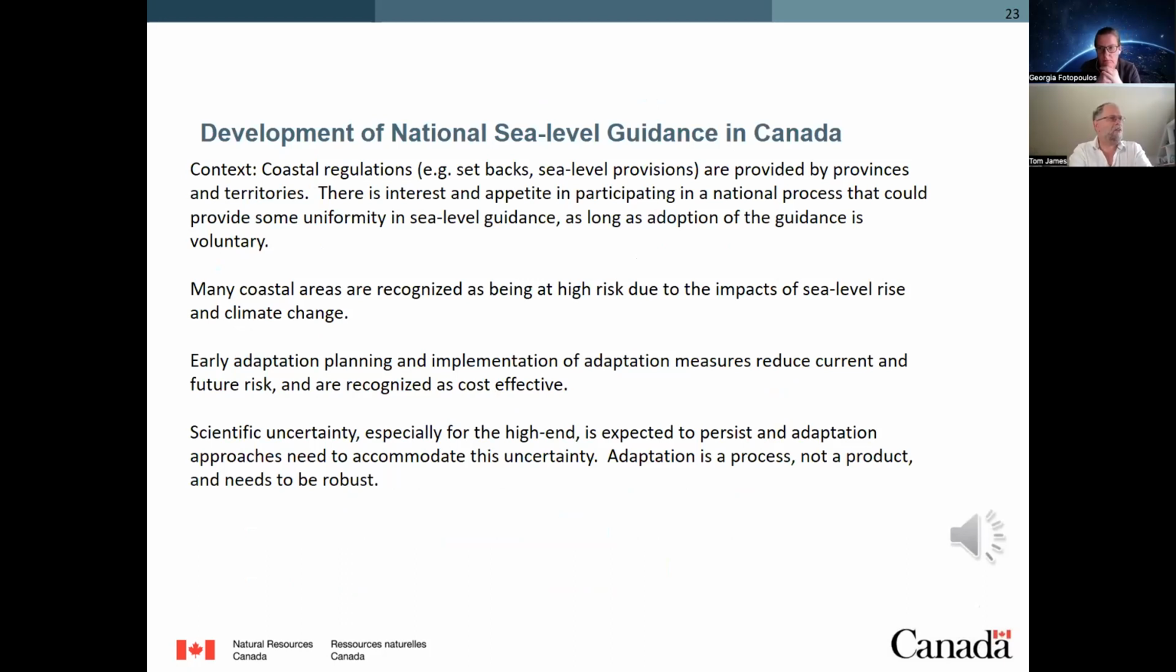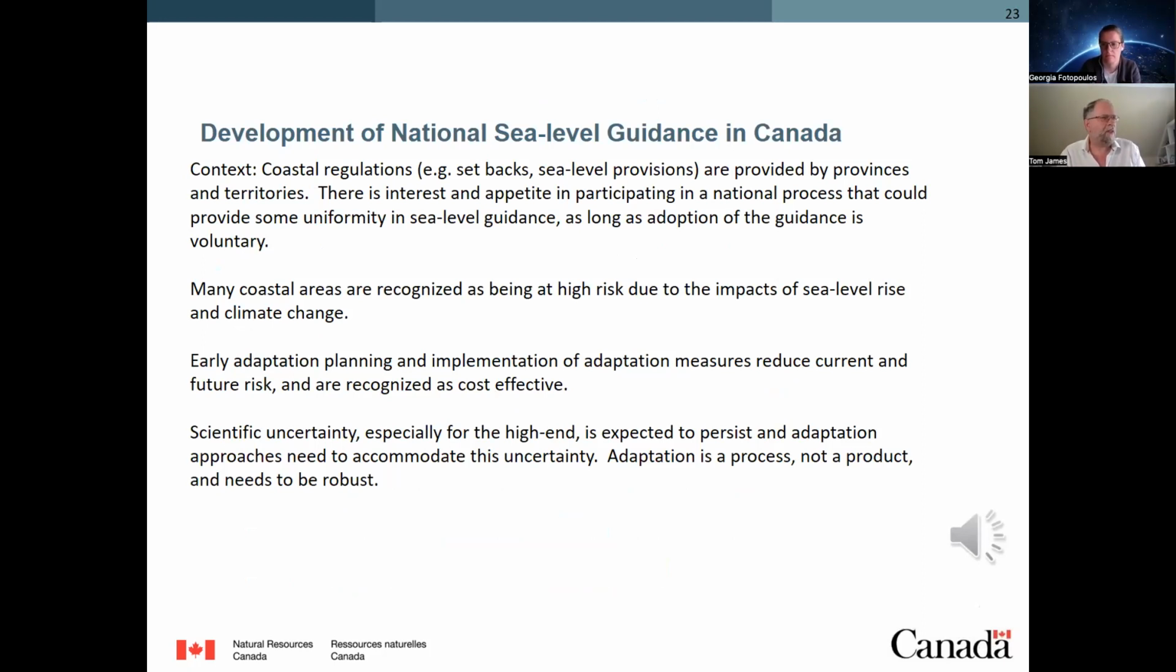And the context is that coastal regulations are provided by provinces and territories. So we started this process by contacting the provinces and territories to see if there was interest in a national process. And the answer that came back was a resounding yes, because it could provide some national uniformity in sea level guidance, as long as adoption of the guidance is voluntary.